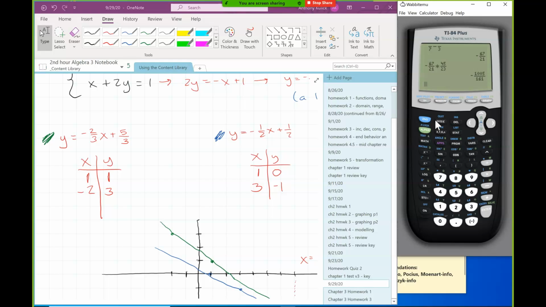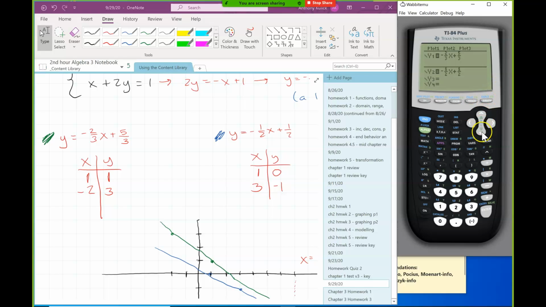Okay, so take out your calculator. We'll go ahead and turn it on. If we want to graph something on our calculator, where do we go? The y equals. So let's press that y equals button in the upper left-hand corner.